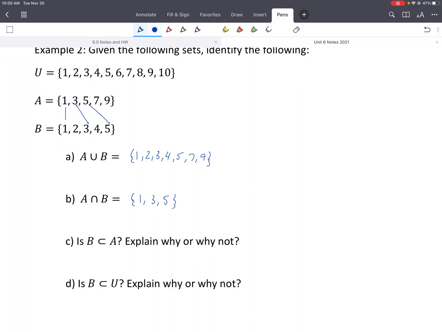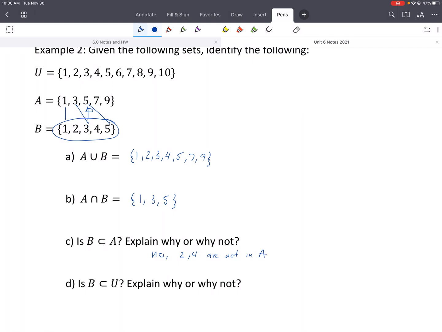Okay, next is B a subset of A. So is all of B also in A? No. Okay, and why not? Well, 2 is not in A, 4 is not in A. So 2 and 4 are not in A.